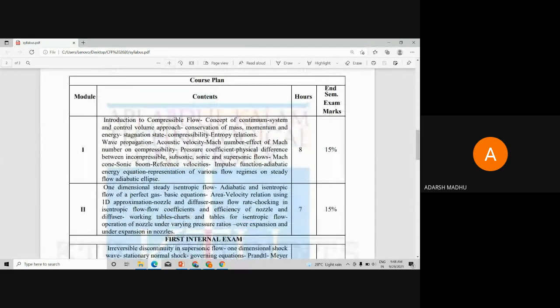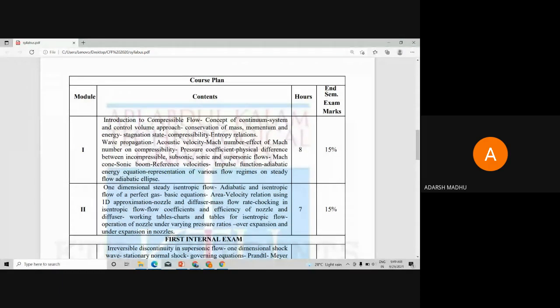First module is introduction for compressible flow. The prerequisite of this particular subject is thermodynamics. The portion of compressible flow comes under fluid mechanics, but the prerequisite of this subject is thermodynamics. You must be very thorough about the first law, second law, and third law of thermodynamics before studying CFF. So the first one is the concept of continuum and control volume approach, which comes under thermodynamics.